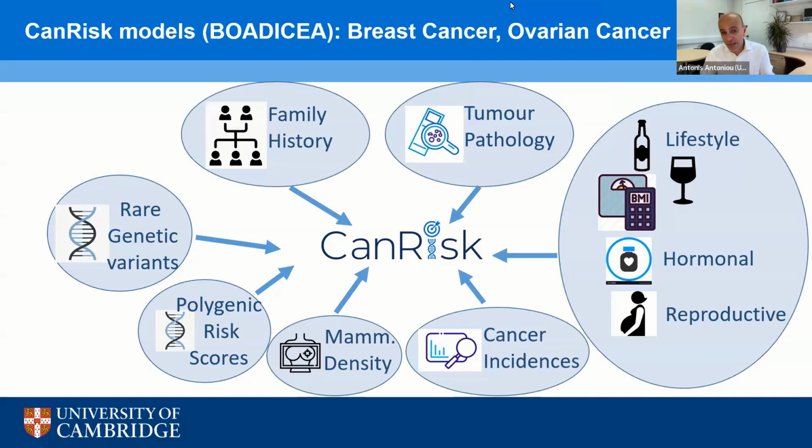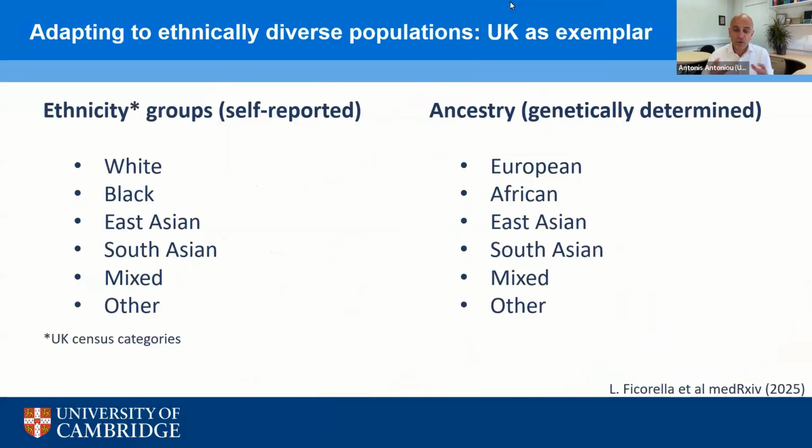But one of the challenges until recently has been the lack of data on women that come from diverse ancestries. So most of the data that we have available came from women of European ancestry or white ethnicity, but data are now becoming available on those populations.